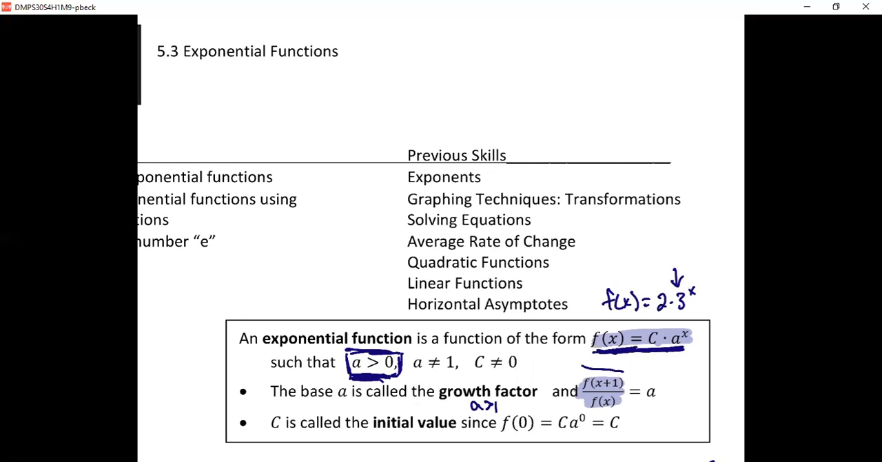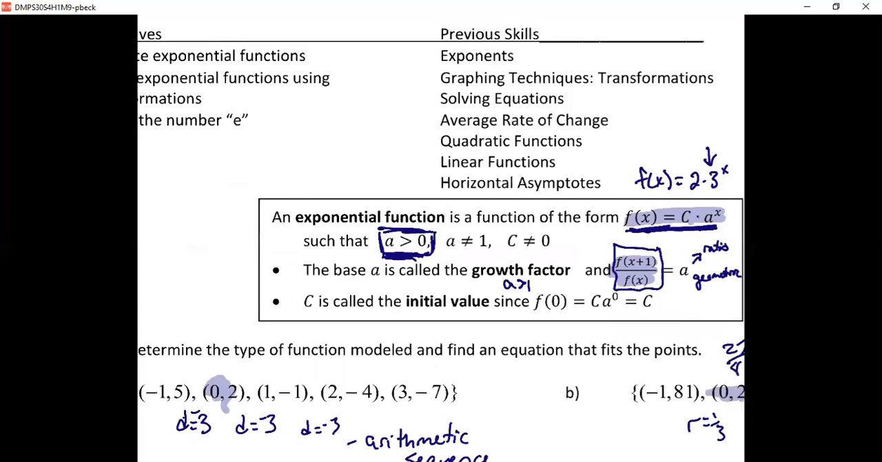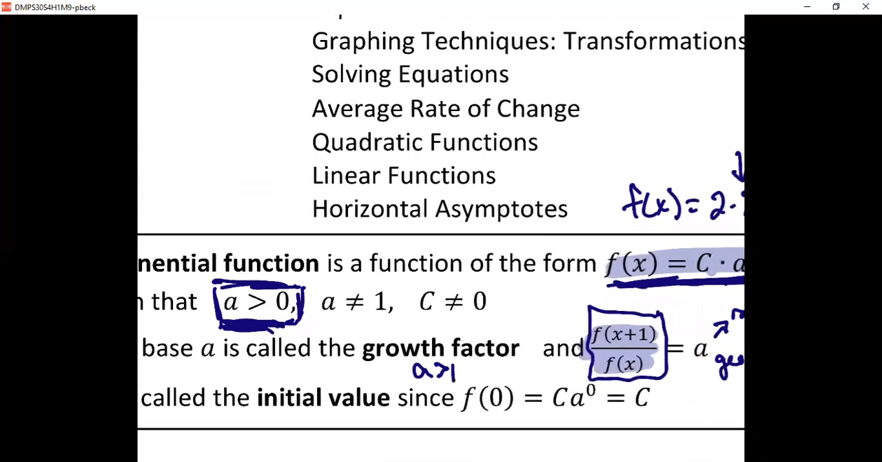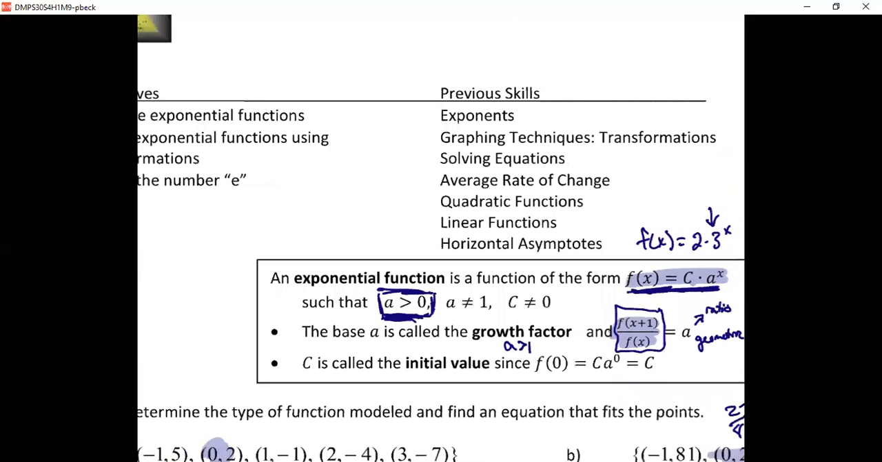Now, we look at any f of x value divided by f of the previous integer, and that ends up being a. This a is what we call a ratio. We look at this more when it comes to geometric sequences, where any term divided by its previous term ends up being a. So c is our initial value, since f of 0 just equals c, because a to the 0 is 1.